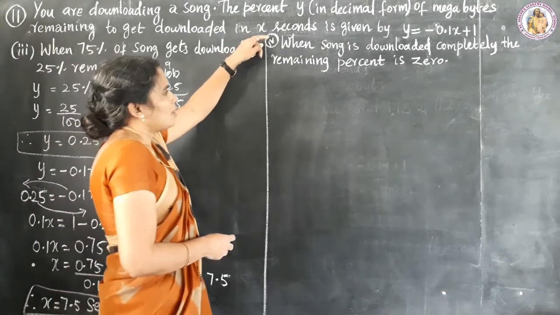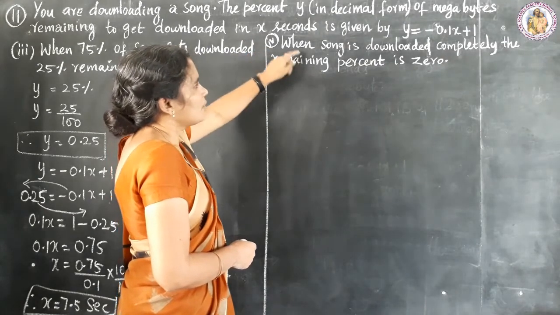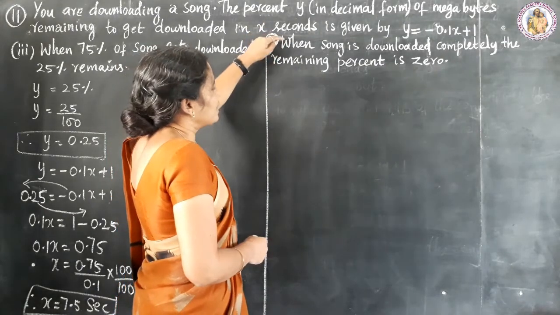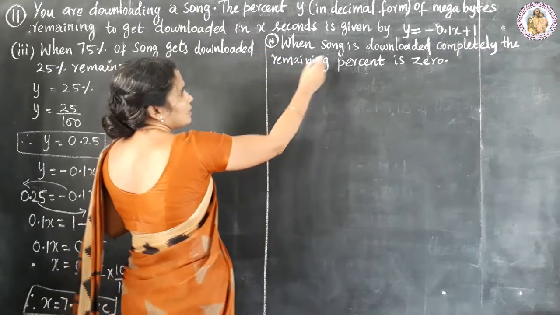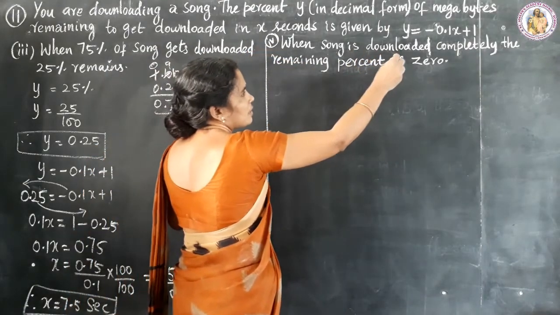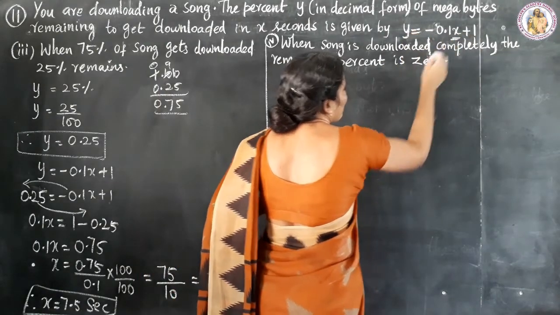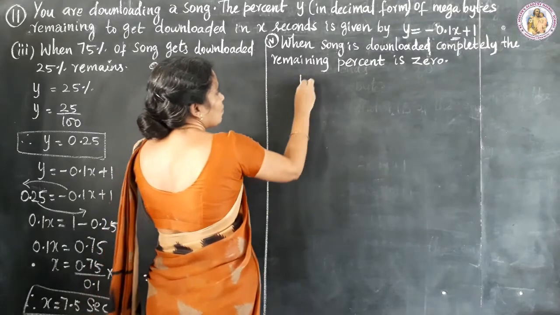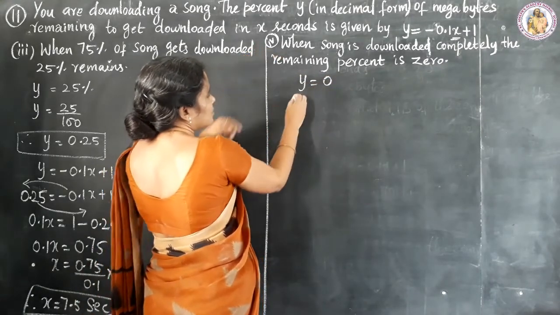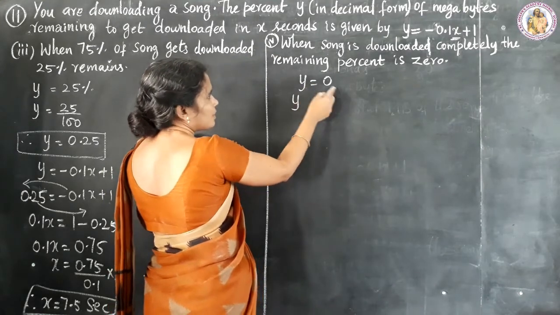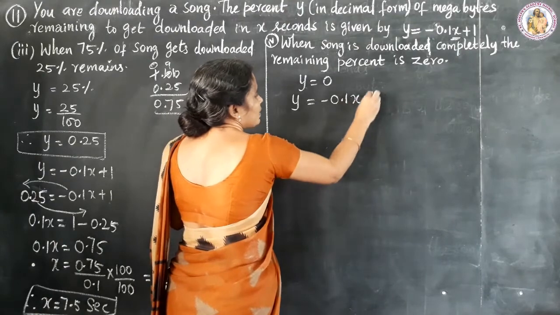Question number 4. When the song is downloaded completely, the remaining percentage is 0. So y is equal to minus 0.1x plus 1, where x is in seconds. Here y is equal to 0, since the remaining percentage is 0. Now substitute y is equal to 0 in the equation minus 0.1x plus 1.